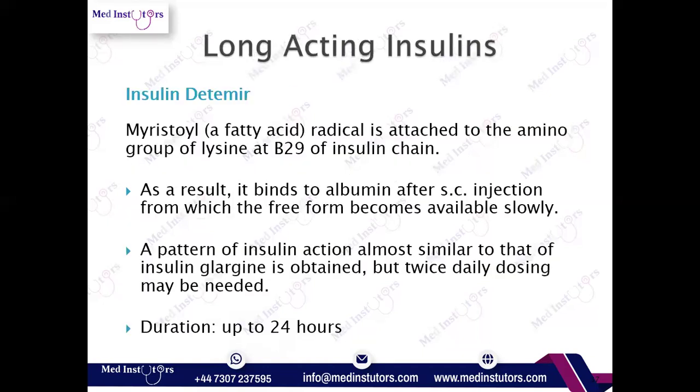Detemir has a myristoyl fatty acid radical attached to the amino acid lysine at B29 of our classical insulin chain. As a result, it binds to albumin after subcutaneous injection, from which the free form becomes available slowly. So it makes it a long-acting insulin, detemir. A pattern of insulin action almost similar to that of glargine is obtained, but twice daily dosing may be needed in case of detemir. Duration can last up to 24 hours. So myristoyl, a fatty acid radical, is attached to the amino acid lysine. So we have glargine, detemir, and extended insulin zinc suspension or ultra lente as examples of long-acting insulins.